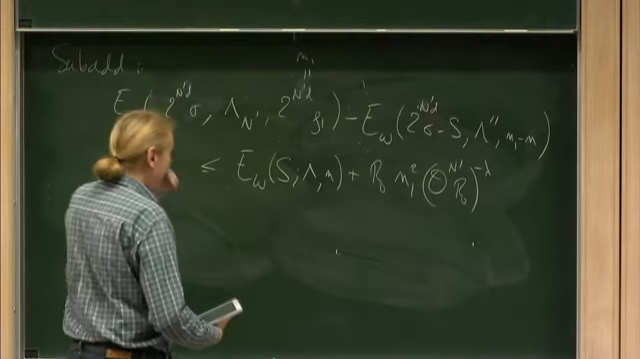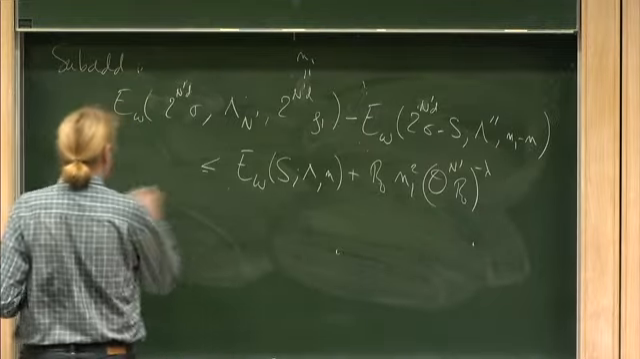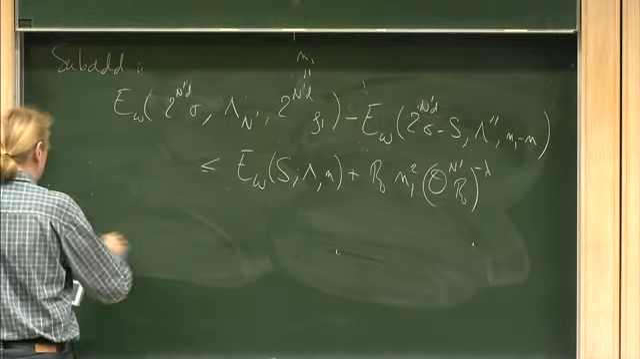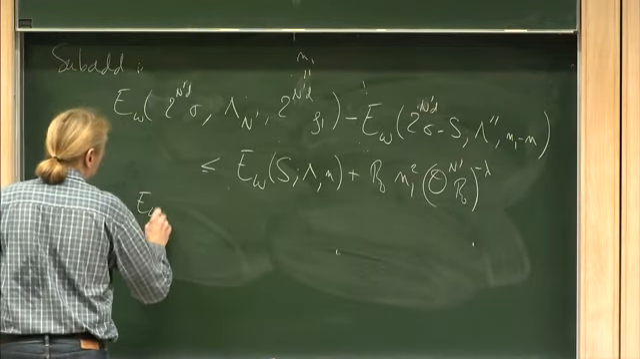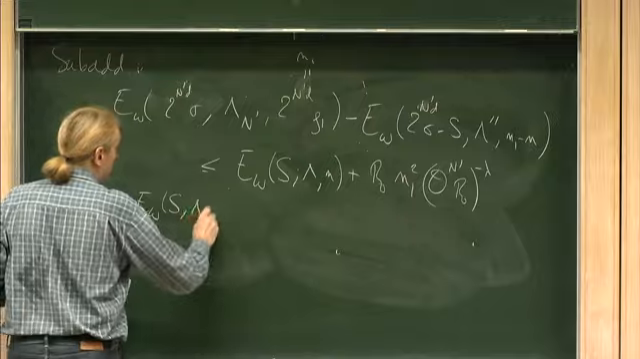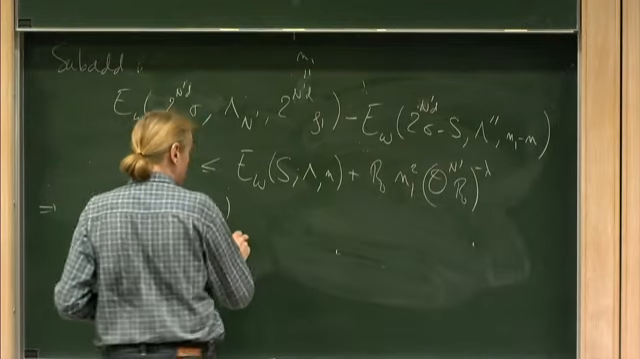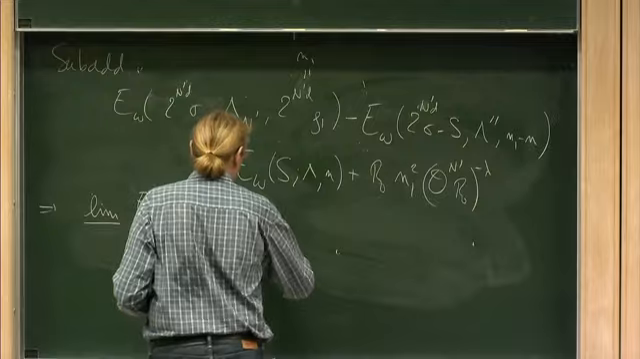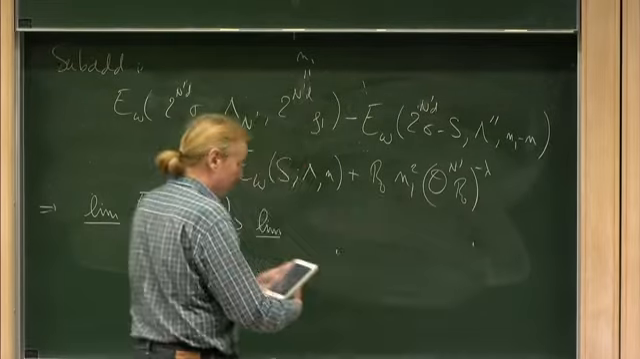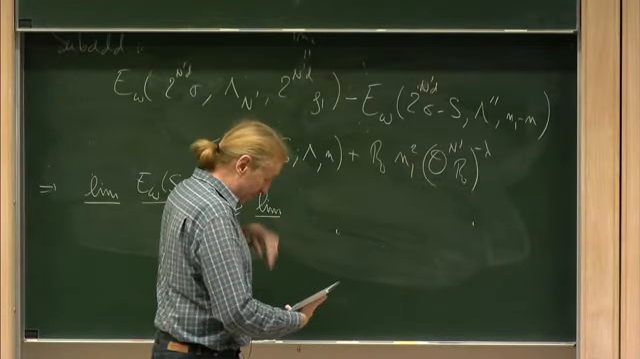And now if you divide this by n, of course, you get that the limit of E omega s lambda n divided by n is going to be larger than the limit. So this term goes away, just by comparing this size to the size of ln.